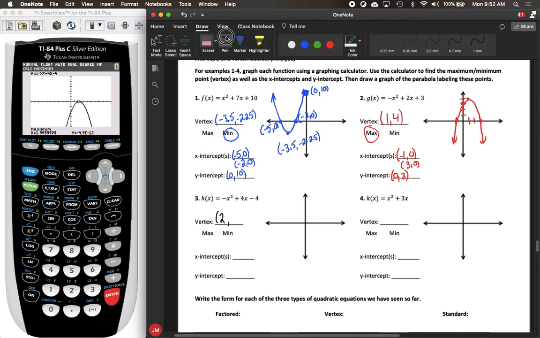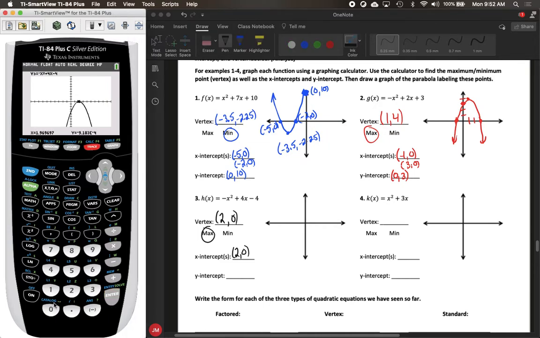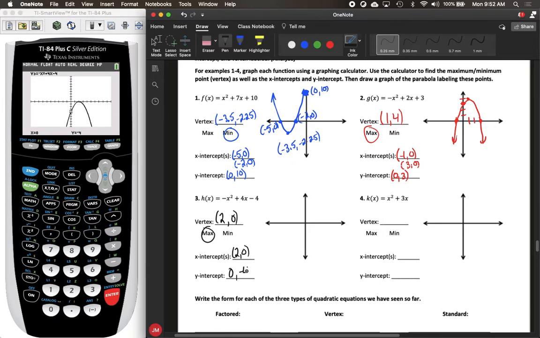That also is a maximum, so I'm going to go ahead and circle that. It also happens to be our x-intercept. Notice that that is an x-intercept at 2, 0, and so actually we don't even have to calculate those. The only thing we have left to find is our y-intercept. In order to find that, remember to hit the trace button, type in the x value of 0, and that tells you that our y-intercept is at 0, -4.